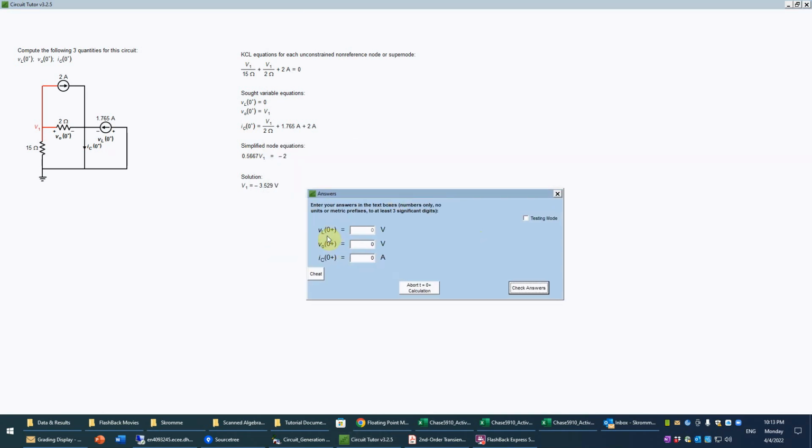We've already found VL of 0 plus, that's dimmed out, but the other quantity, V naught of 0 plus, we go up here and that's just equal to V1. So we know that V1 is negative 3.529 volts, so we put that in there. And then the IC of 0 minus is V1, this value, divided by 2, plus this, plus this. If you do that arithmetic on a calculator, it works out to exactly 2 amps. So we'll check that.